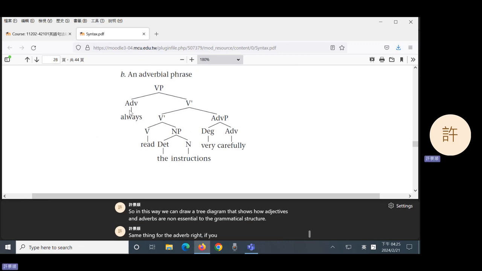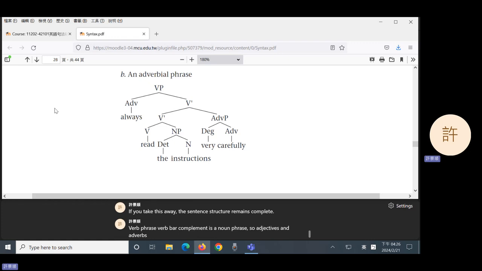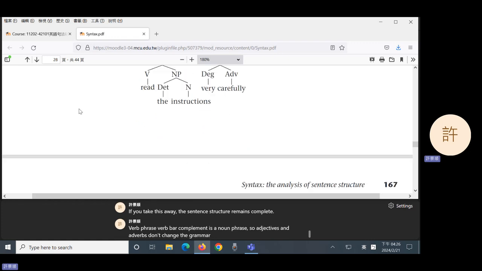Same thing for the adverb, right? If you now have a new adverb here, you just add another V-bar. And if you take it away, then this becomes the V-bar. Sorry, if you take away this part, very carefully, if you take this away, the sentence structure remains complete. Verb phrase, verb bar, complement is a noun phrase. So adjectives and adverbs don't change the grammar of a sentence.